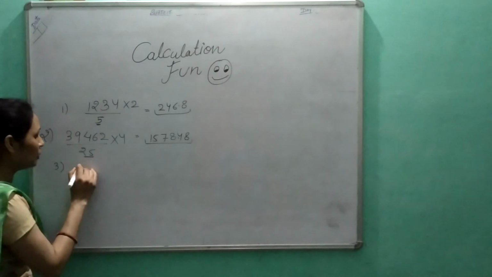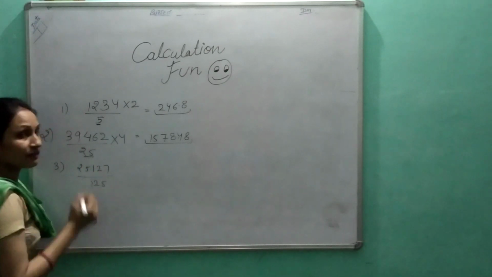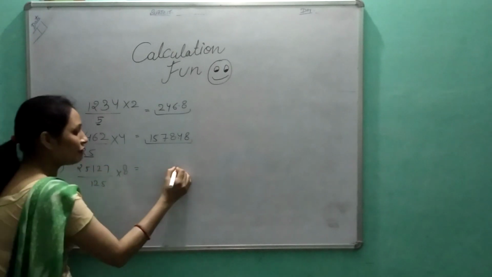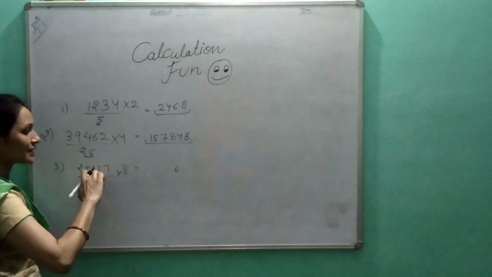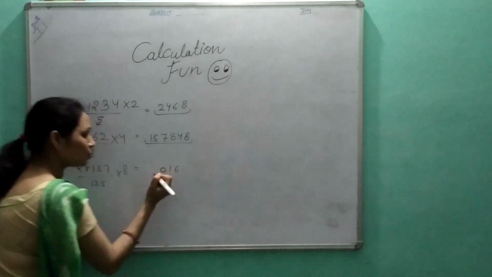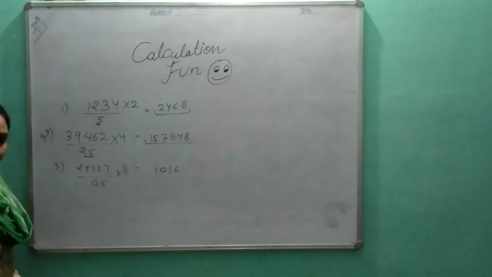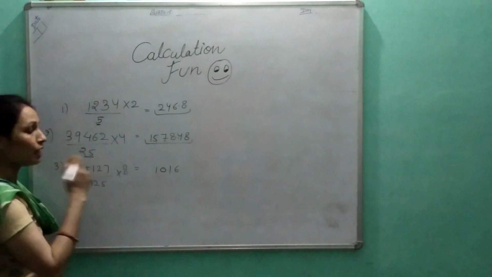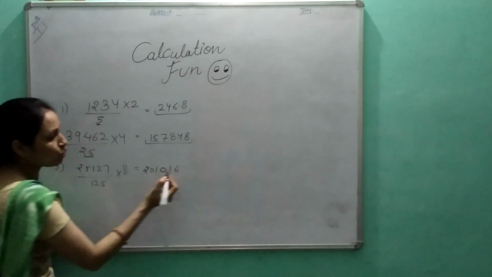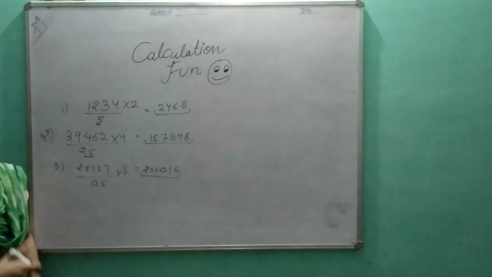Third question we have 25127 divided by 125. In this question we will multiply by 8. So 8 7s are 56, 5 we have, 8 2s are 16, 16 and 5 is 21, 8 1s are 8 and 2 is 10, 8 5s are 40 and 1 is 41 we have, and 8 2s are 16 and 4 is 20 we have. Here in the denominator we have 3 digits, so we will put our point after 3 digits from the right side. So this is the answer.